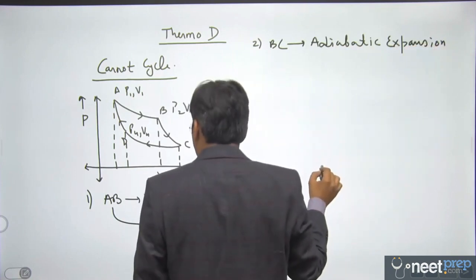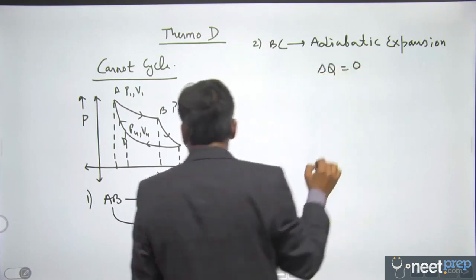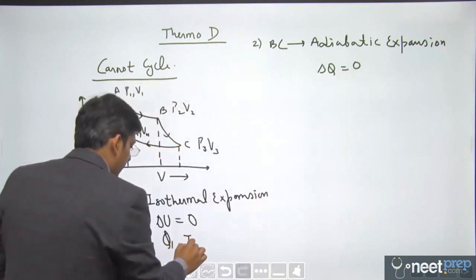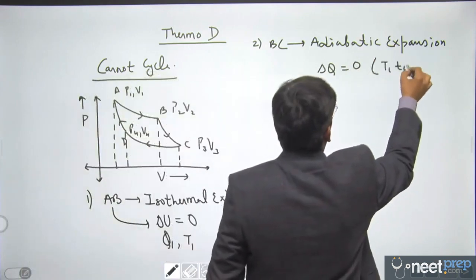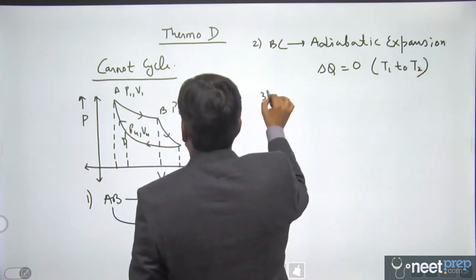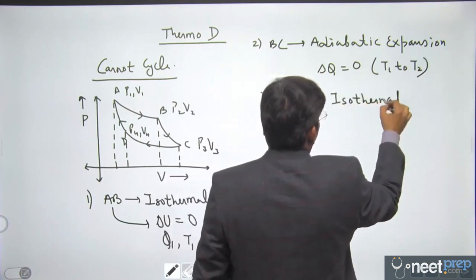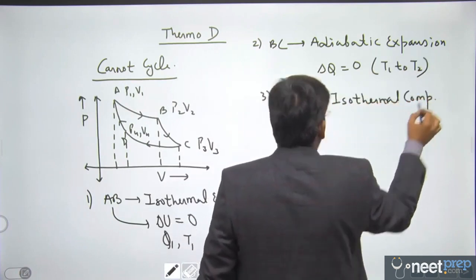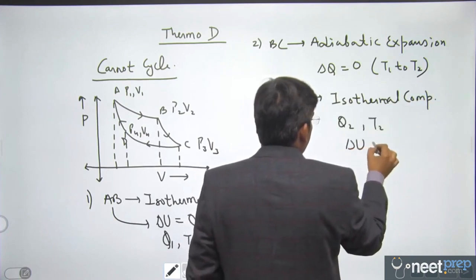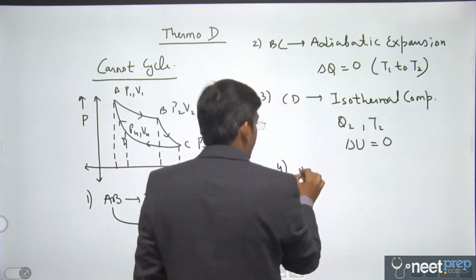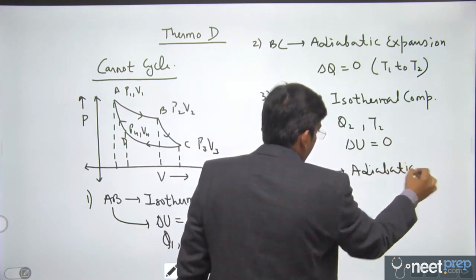So in an adiabatic process, the heat change is 0 basically, right? Let us assume that during the process AB the temperature is T1, and during the process B to C the temperature changes from T1 to T2, okay? Now CD will be isothermal compression, and let us assume that during this process the heat is Q2, temperature is T2, and we don't expect a change in internal energy, right? And DA will be adiabatic compression, okay?